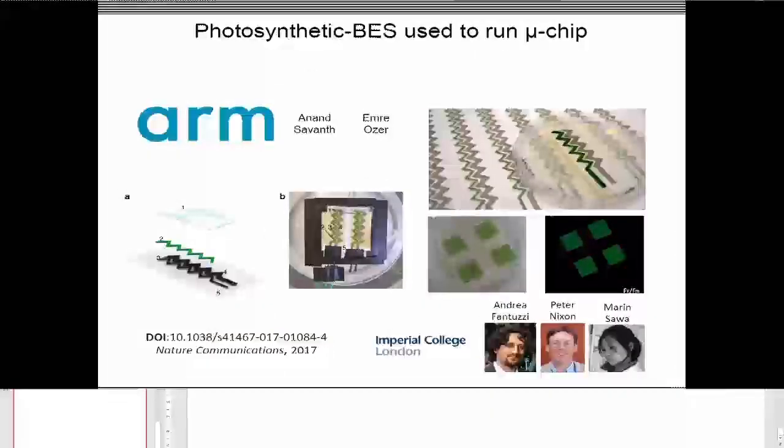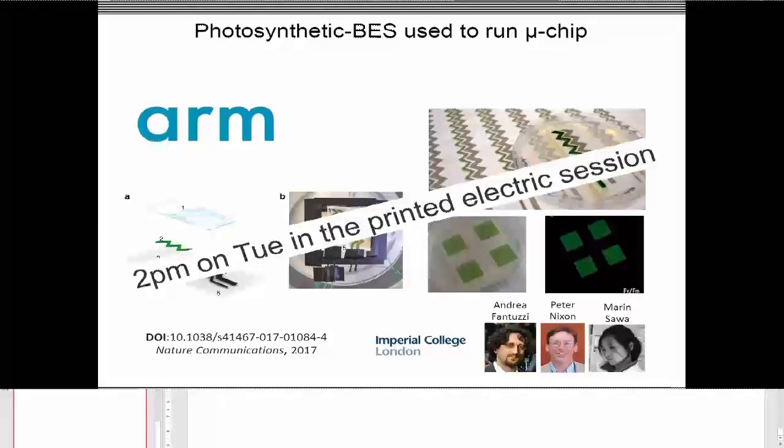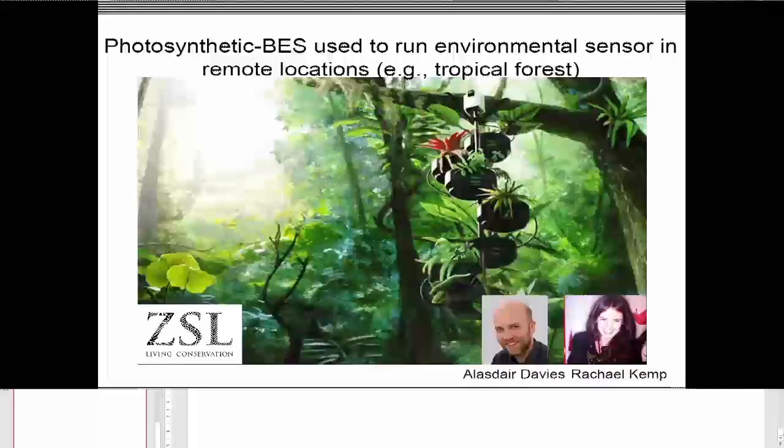Another example is actually related with some activity that we're doing with you guys, with ARM. It's something that I'm not going to tell you too much about, because in this way I'm going to force you to come back tomorrow, because Marin is going to present this project. So this is for tomorrow. And I'm going to spend an extra couple of minutes on this project.